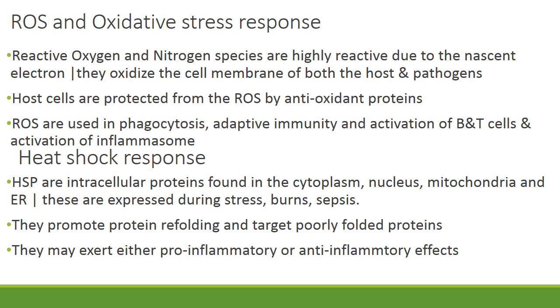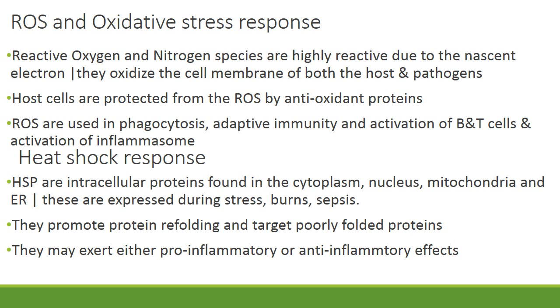The reactive oxygen and nitrogen species are highly reactive due to the nascent electron they carry in their outside orbit. They can easily oxidize the cell membrane of both the host and the pathogen. The host cells are usually protected from the ROS by antioxidant proteins. ROS are used not only in phagocytosis, but during a stress response can play an active role in adaptive immunity, activation of B and T cells, and even activation of the inflammasome.